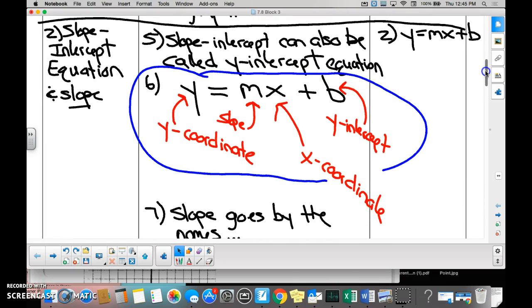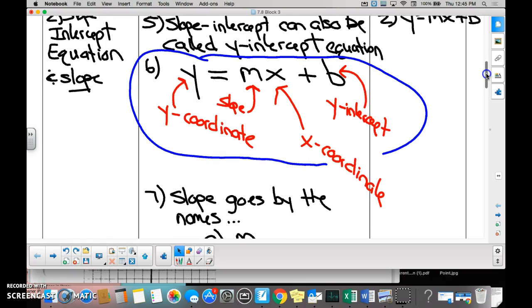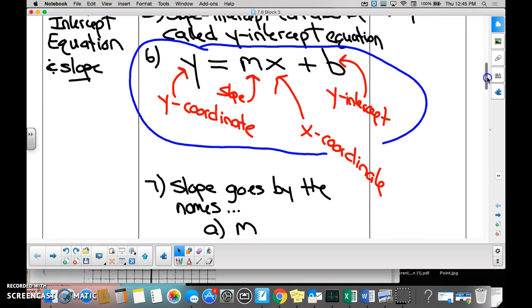So we got to know y is what, everybody? The y. Okay, let's try to get that out so we can understand. Y is the Y-coordinate. M is the slope. X is the X-coordinate. B is the Y-intercept.